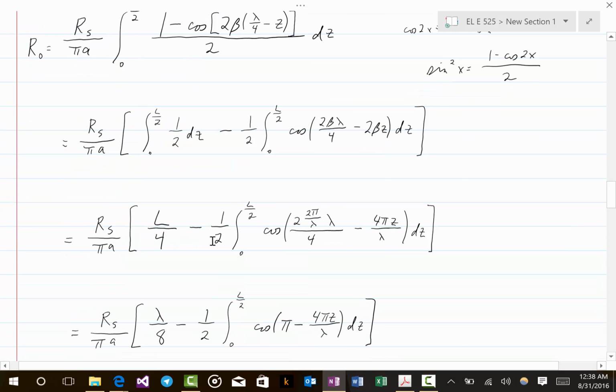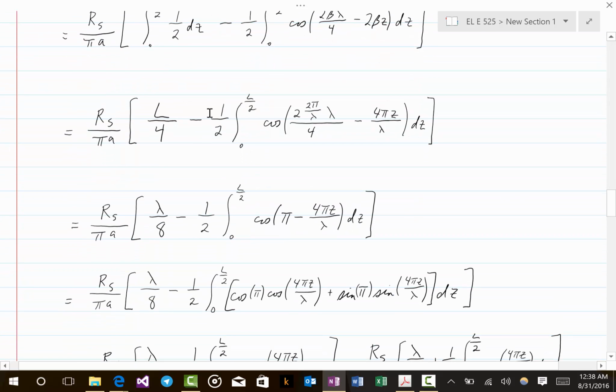Now proceeding, we bring down the Rs divided by pi a, and when we integrate 1/2 from 0 to L over 2, we just get L over 2 times 1/2, or L over 4, and then minus 1/2 here, integral 0 to L over 2. Remember that beta is 2 pi over lambda, so we'll substitute that in here and also here. And in this one, 2 times 2 pi over lambda, of course, will be 4 pi over lambda times z.